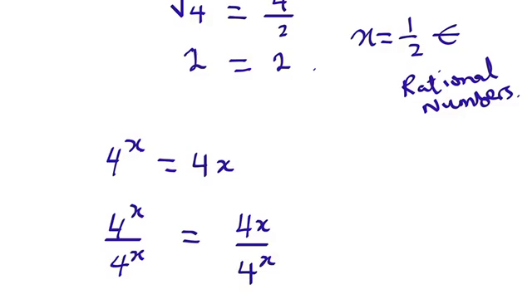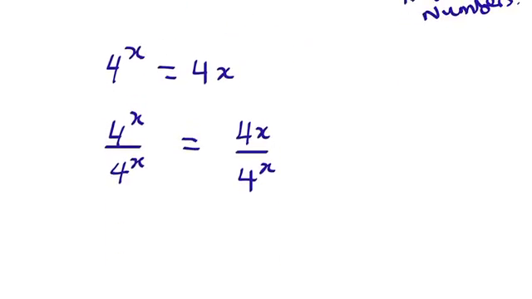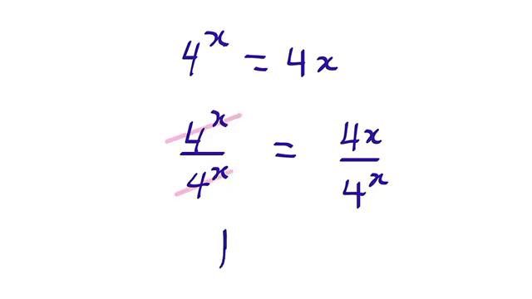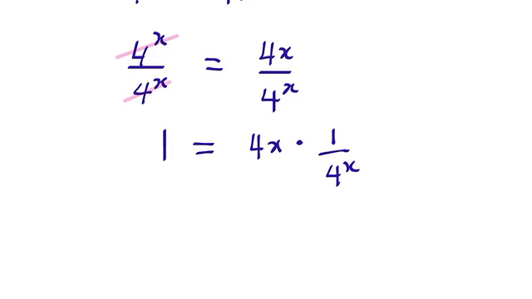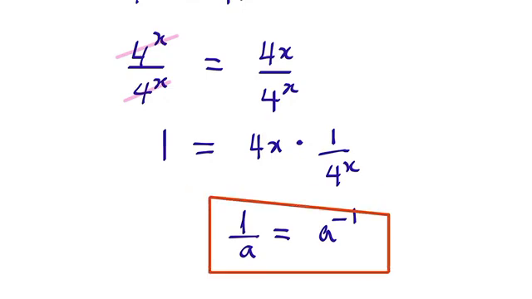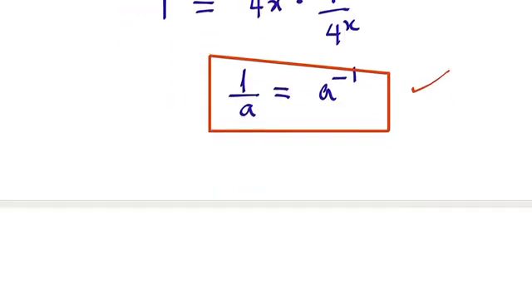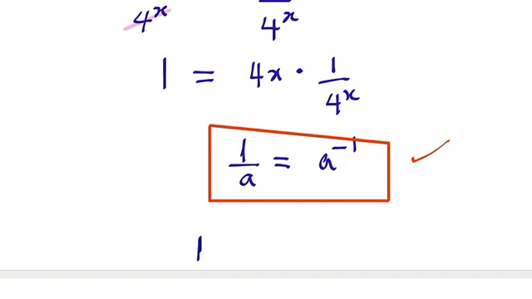From there, we cancel this and this, so we have 1 equals 4x multiplied by 1 over 4 to the power of x. If you remember, when we have something like 1 over a, this gives us a to the power of minus 1. That is from the law of indices. So we rewrite this as 1 equals 4x multiplied by 4 to the power of minus x.